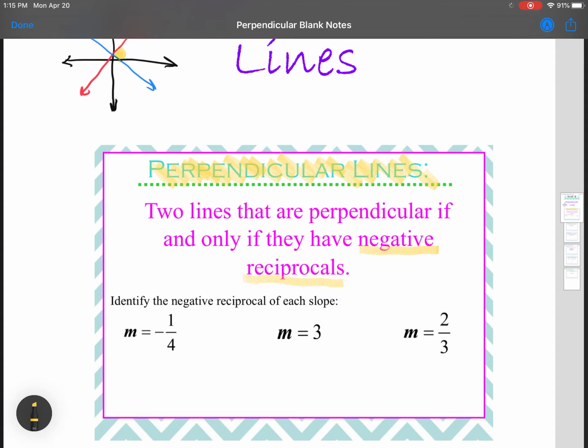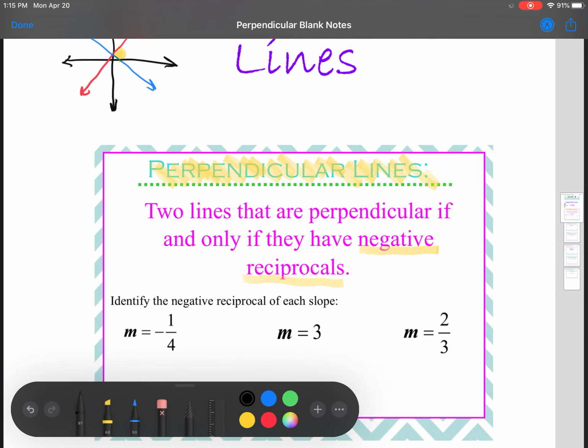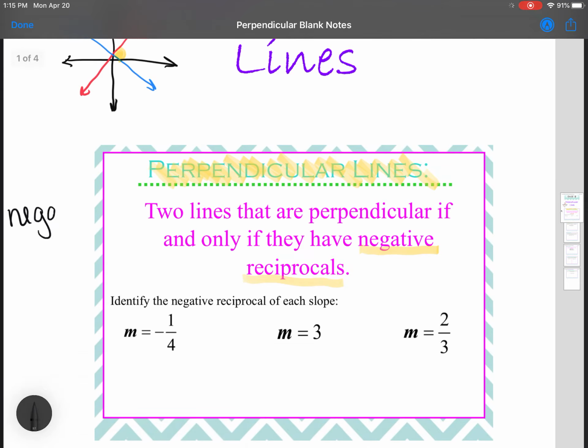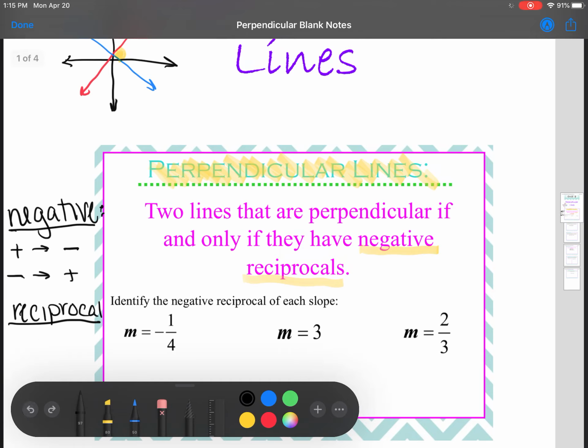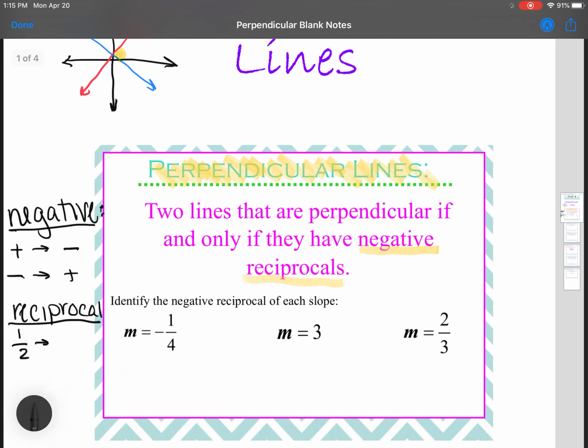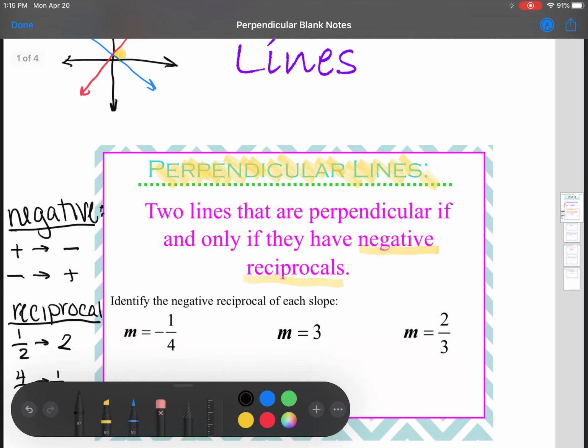So just to start this off, we're going to identify the negative reciprocal of each slope. Just a reminder, I really hope we understand: if it's positive, the negative version of it is negative. If it's negative, the negative of a negative is positive. And reciprocals of one another are going to be like, 1 becomes, oh, that's a bad example. I'll go back. Let's see, 1/2. The reciprocal of 1/2 is 2. The reciprocal of 4/1 is 1/4. Okay, so that's just before we got started.